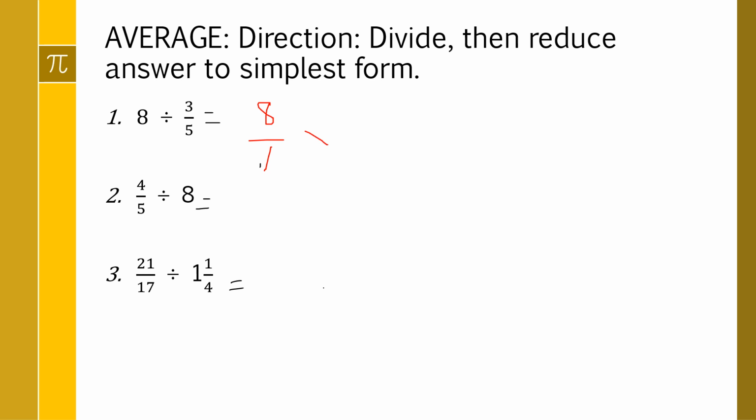Change the first or flip. That's 5 over 3. So we got 5 times 8 is 40 over 3.